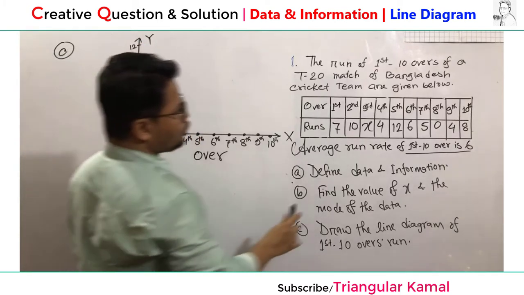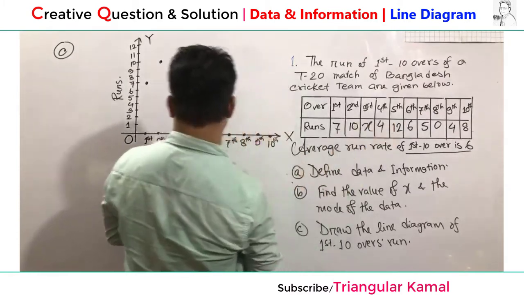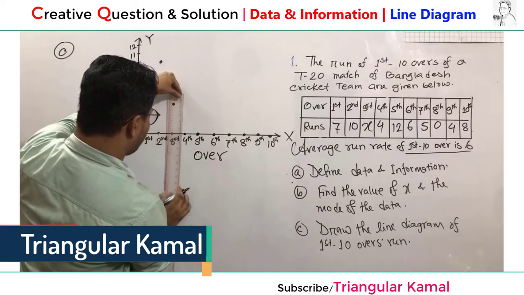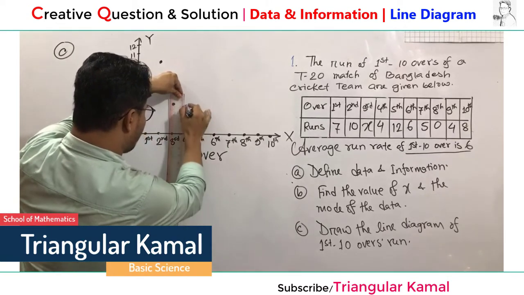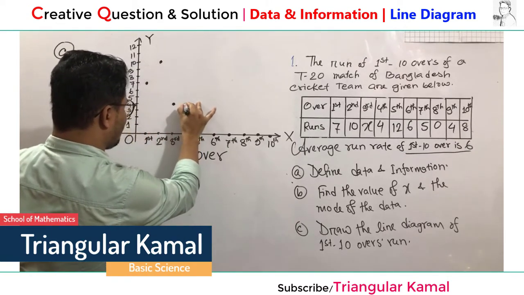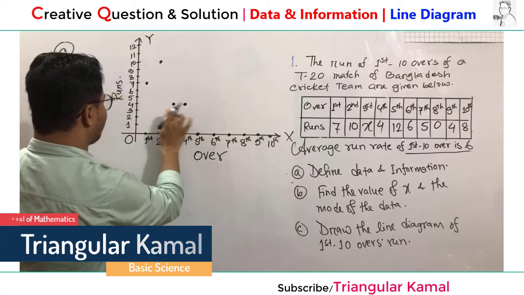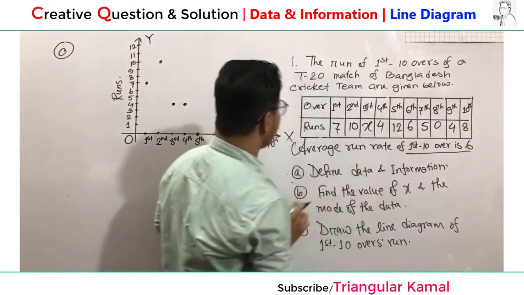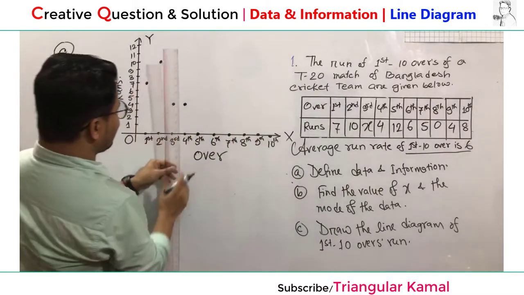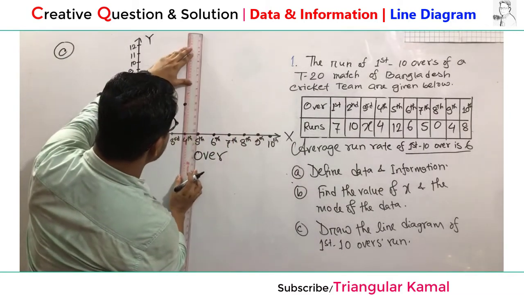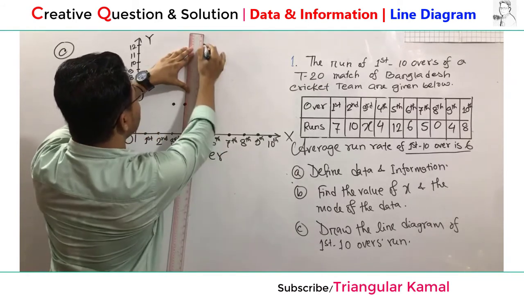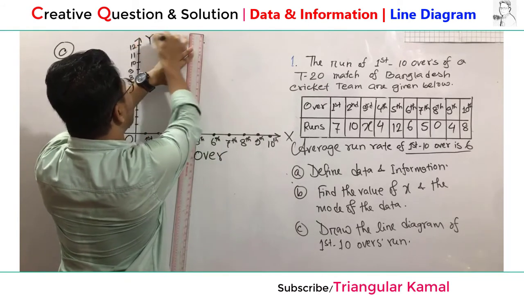Then the fourth over run is also 4. Similarly, the third over and fourth over are up to 4, almost the same. Then the fifth over run is 12. The maximum fifth over run is up to 12, which is the maximum.